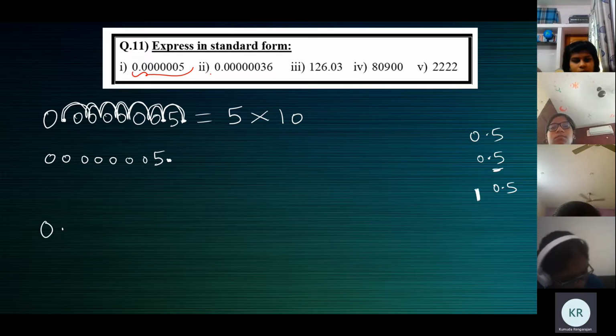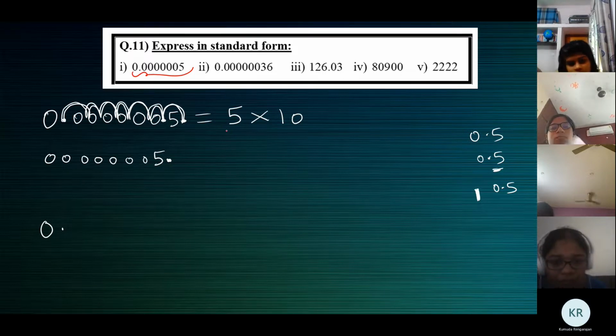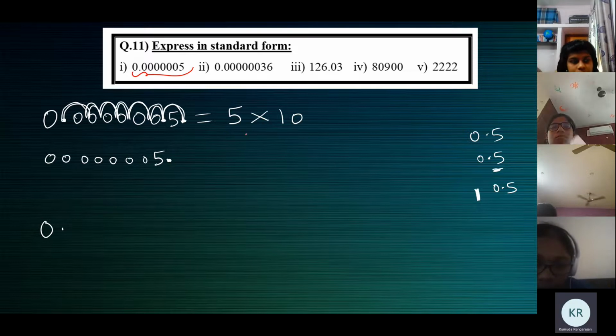It was such a small number, but you have made it 5. By shifting the decimal point, you have increased the value of the given number. So you must give the opposite effect. You have increased the value, no? So raise 10 to a negative power. If you have reduced the value, raise 10 to a positive power.